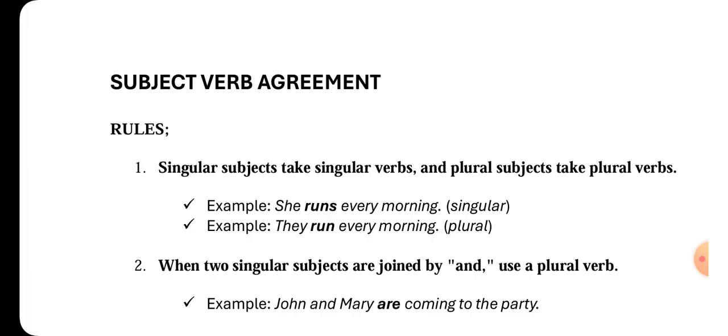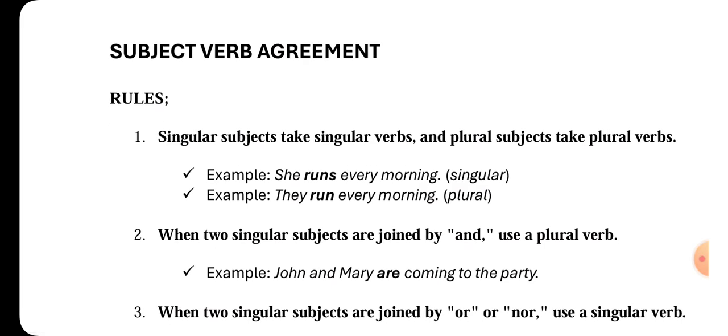So there are various rules that we need to note when it comes to subject-verb agreement, and there are a lot. There are about 10 or something, but I'll do it fast so you understand. A singular subject should take a singular verb, and a plural subject should take a plural verb. For example, she runs every morning. The word she is singular, and runs, the verb, is also singular. But if they are two, you can say Kofi and Amma run every morning. Run is the plural form. Do you get it?